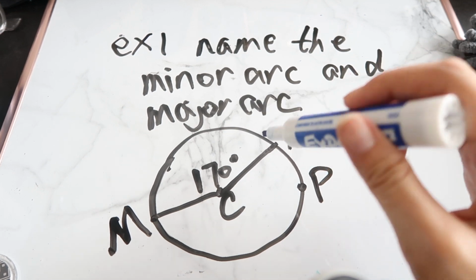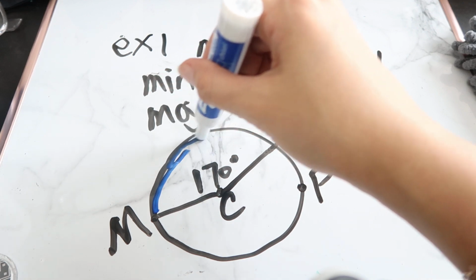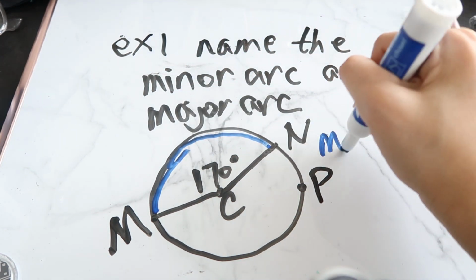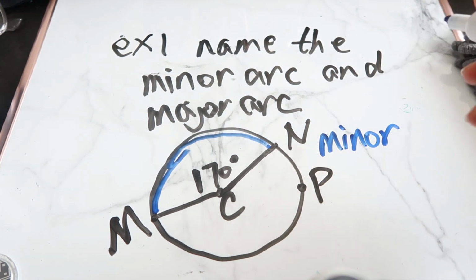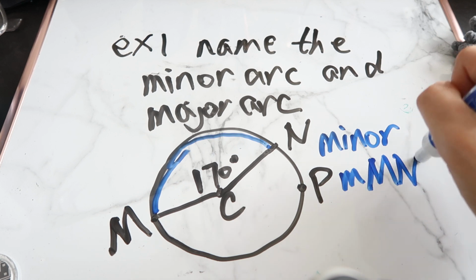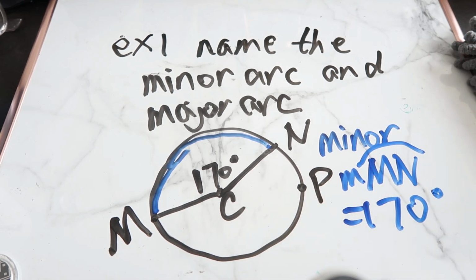Whenever we start with a problem like this, we always look at whether 170 is bigger than 180. Obviously it's not. So in this case, from M to N, the 170 part is a minor arc. If you write the minor arc, you'll be writing the measure of arc MN equals 170 degrees.